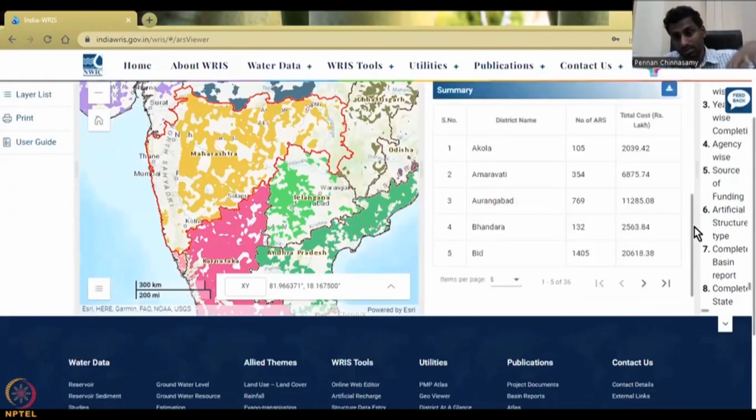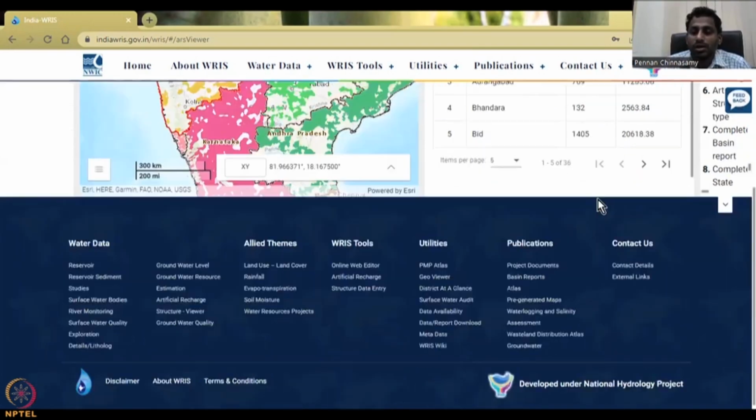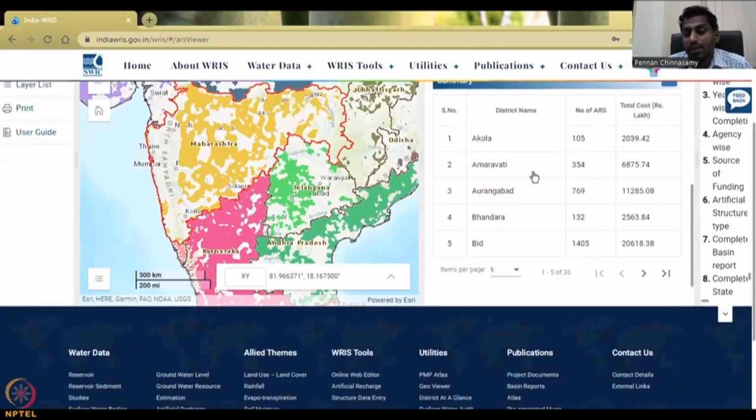So IIT Bombay, where I'm in, is also kind of suburban Mumbai, but just within a kilometer or so, you get a lot of agricultural activity in small pockets. Okay. So I'm going to come down to a particular data. Let's say Amravati, number of ARS 354. So 354 structures have been built at a whopping cost of 68 crores. Okay, so 354 at 68 crores has been built and maintained in the Amravati district.